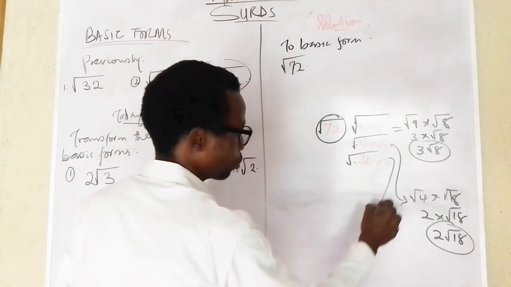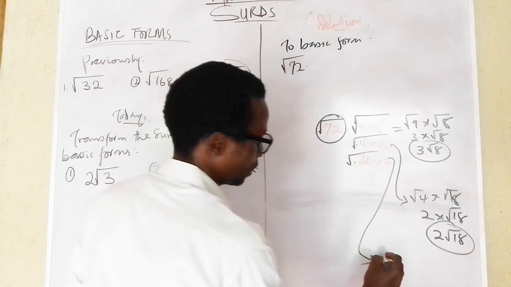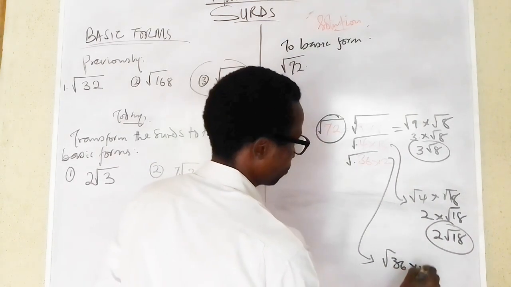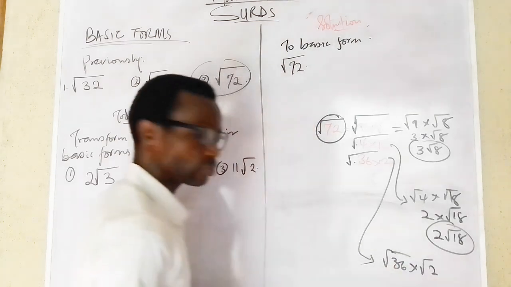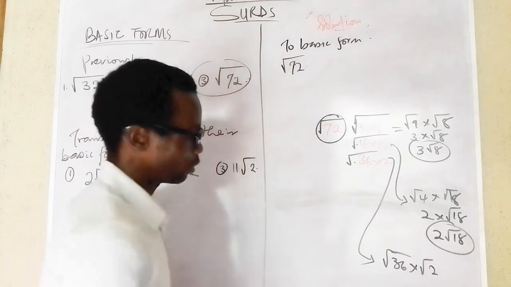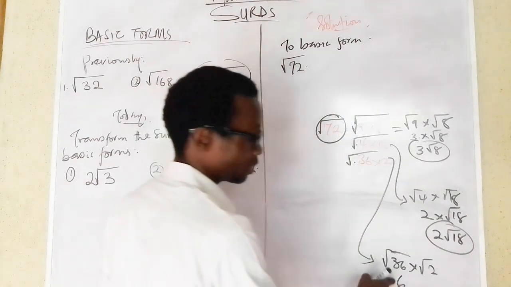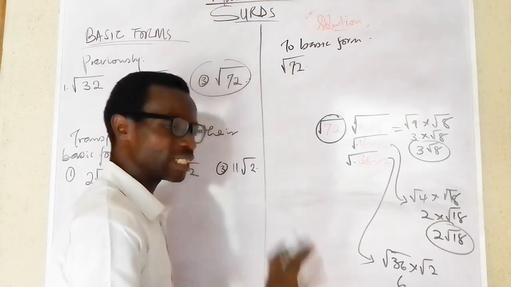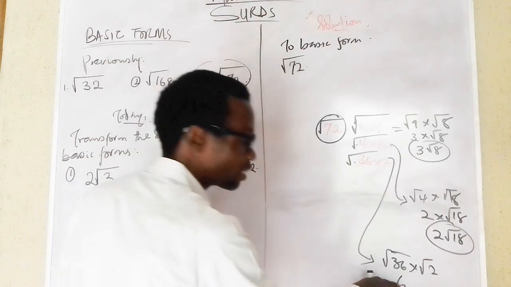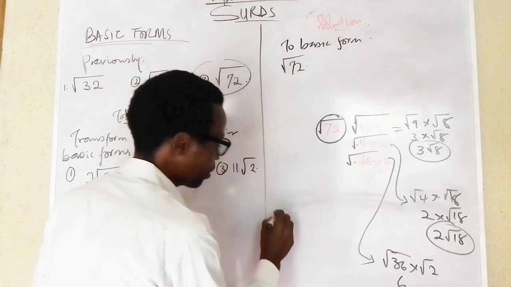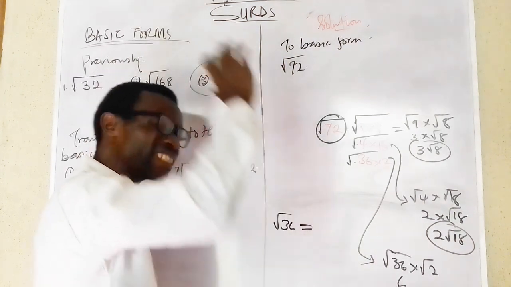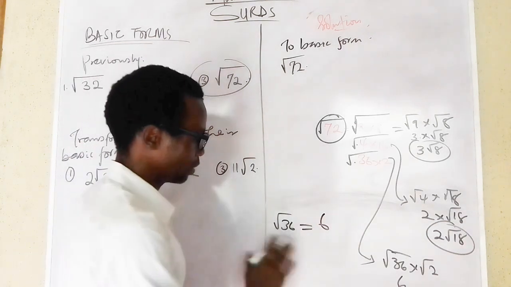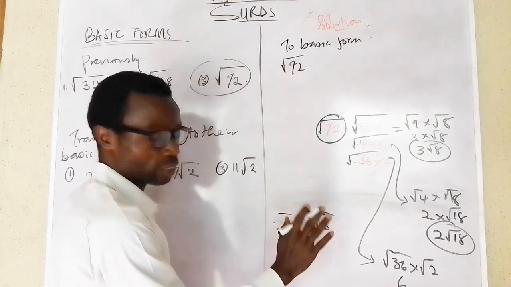And then look at this one too. This one can give us something. It can be the square root. This one can become the square root of 36 times the square root of 2. This one is the perfect square root. The perfect square root of 36, because 6 times 6 will give you 36. That means the square root of 36 is actually 6. Now don't put the square root on the 6 again, because the square root of 36 is just the same thing as 6. So you don't need to come here and put the square root again.